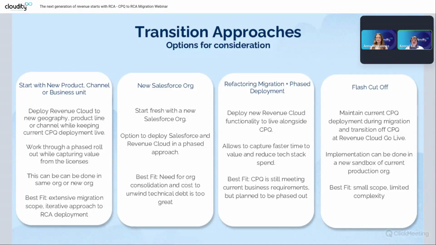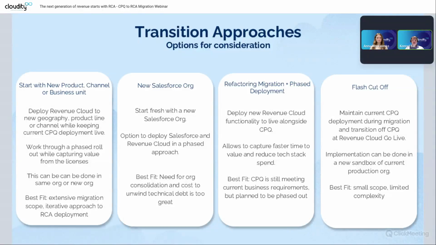So some of the companies, like enterprises, can start with a new product, maybe a new business unit or some channel, and build RCA and deploy RCA next to the CPQ. And this is, in our opinion, the best fit when we want to do it in an iterative way, right? Or we have an extensive migration scope.